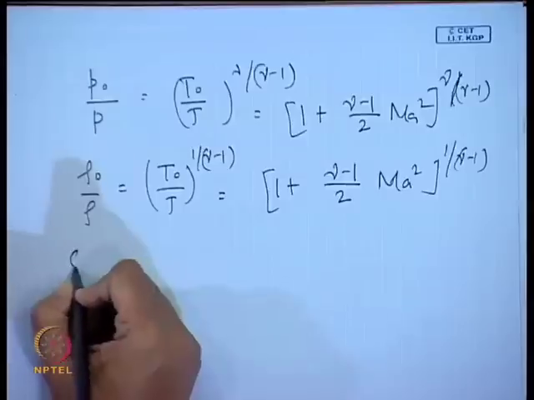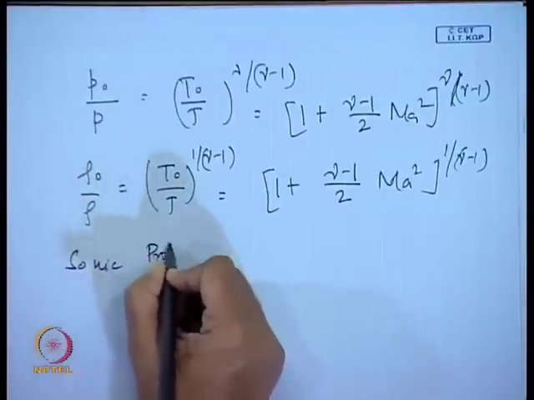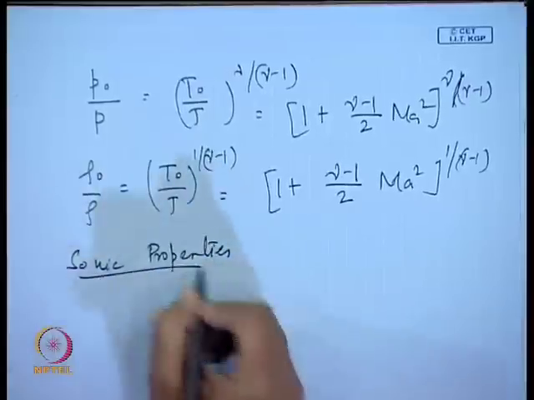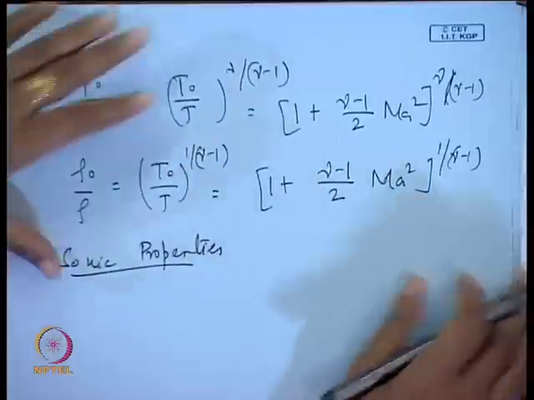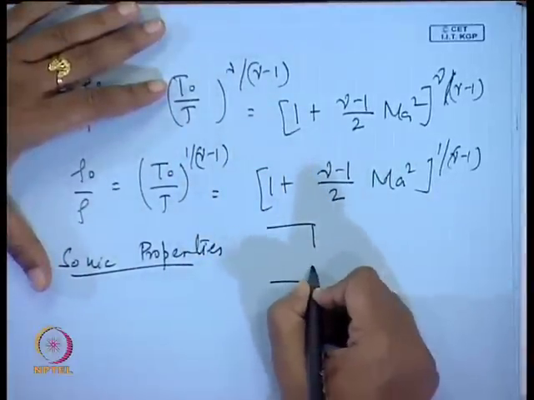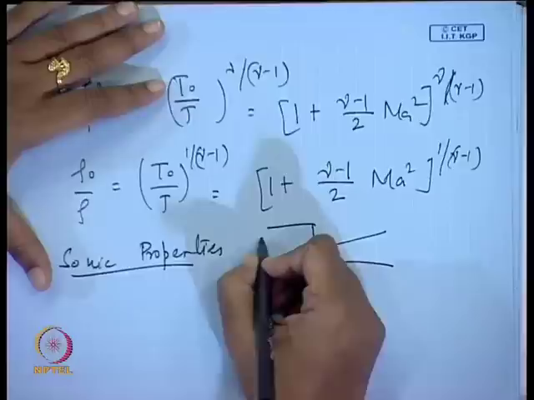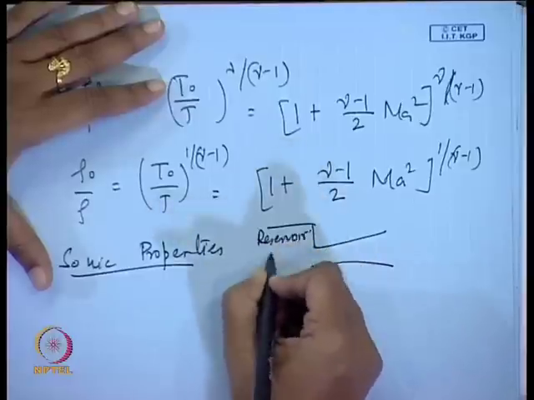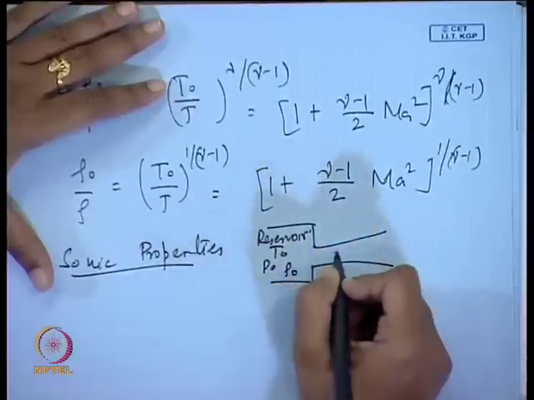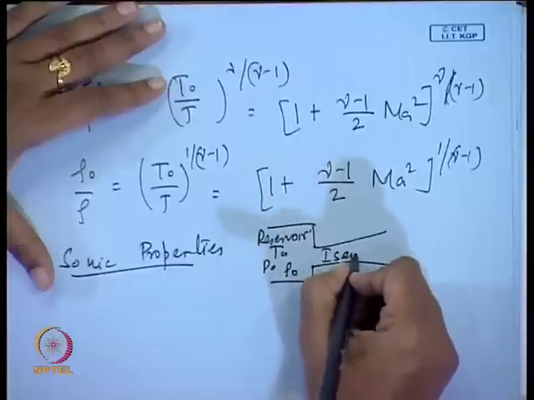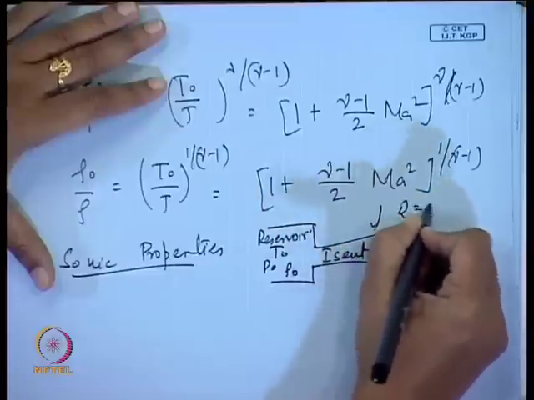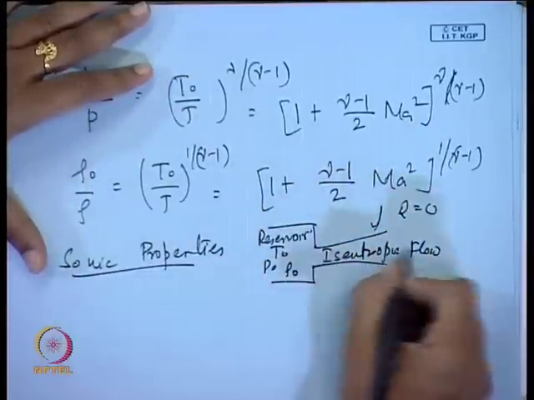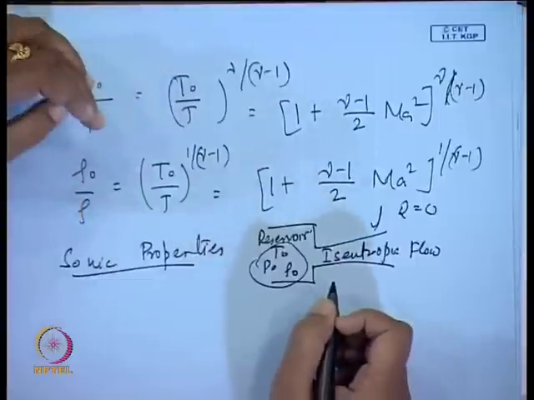Agreed? Now, next I would like to tell you about sonic properties. Okay. And remember one thing, if we have a reservoir through which the flow is going, then as I have already mentioned, in this reservoir it is T0, P0 and rho 0. In this particular case isentropic flow occurs. So, therefore, Q equals 0.